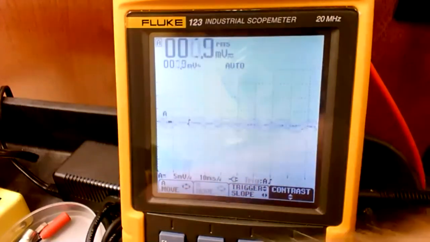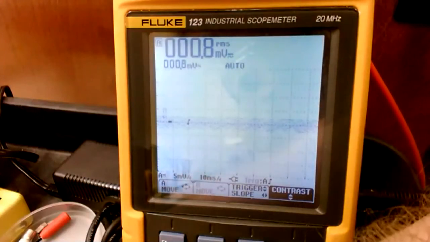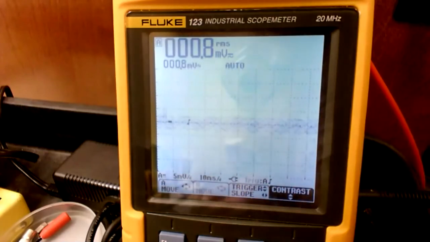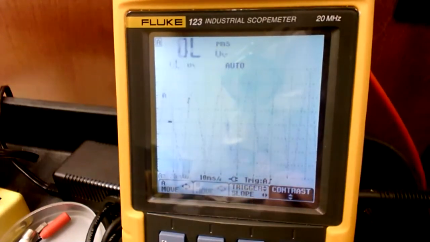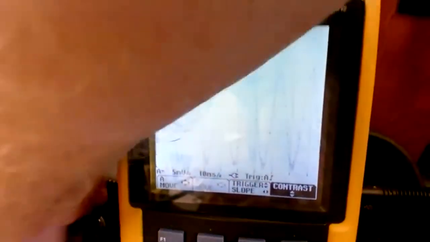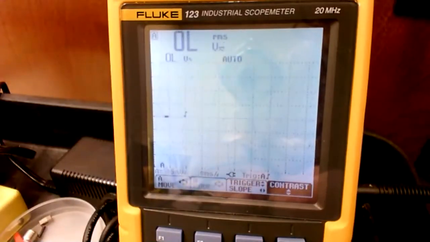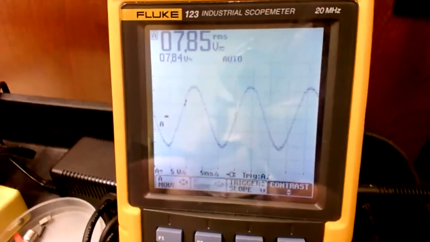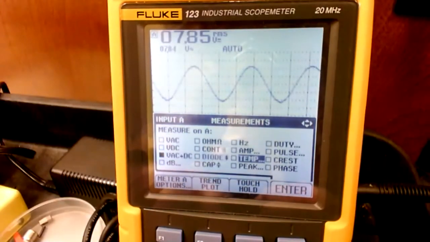Let me do a little switcheroo here and get something out of the circuit. So if I get that out of the picture. Now look at the screen carefully here. And let's go back to the display to where it'll actually read hertz. I'm going to change that. It's going to show you the hertz readings.